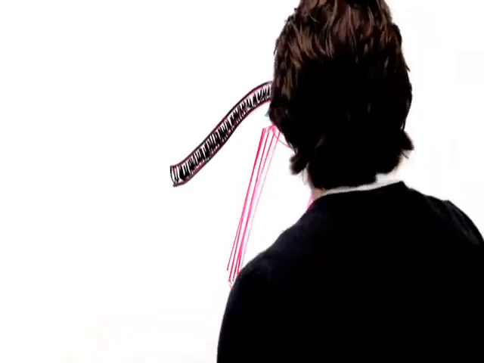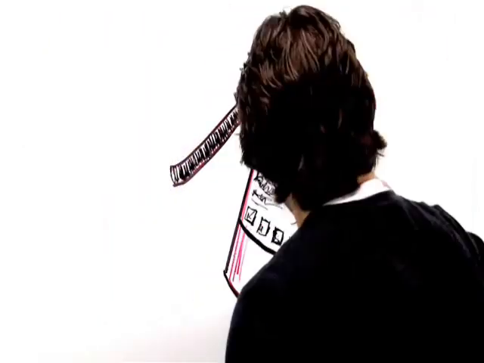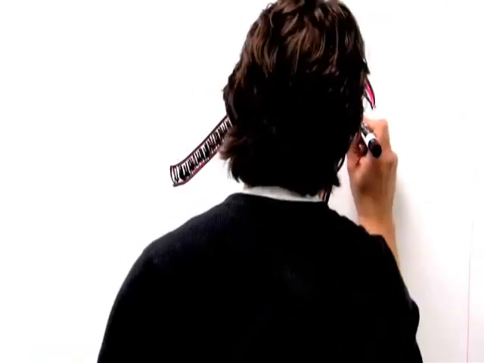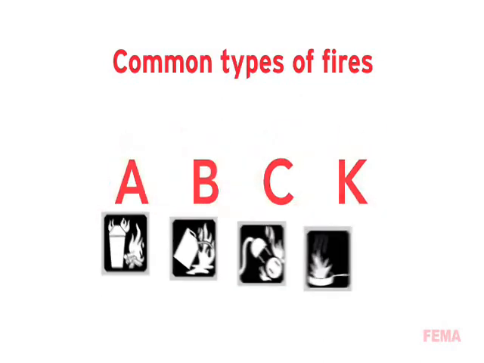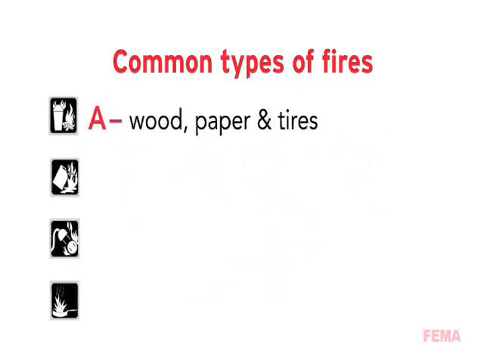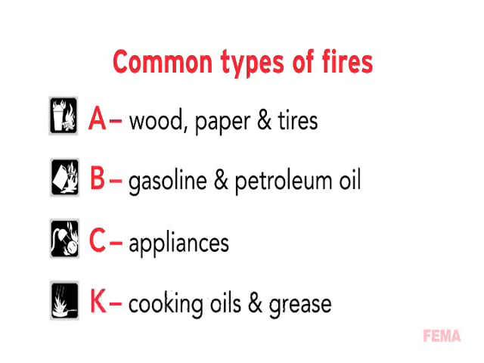Before using the extinguisher on a fire, look at the fire class symbols on the front label to make sure the extinguisher you have is suitable for the type of fire you're facing. The most common classes of fires are A, B, C, and K. Class A fires involve common combustibles like wood, paper, and tires. Class B fires involve flammable liquids like gasoline and petroleum oil. Class C ratings involve energized equipment or things that are plugged in, like appliances, computers, televisions, and electric machinery. Class K fires involve cooking oils and greases, like vegetable fats.